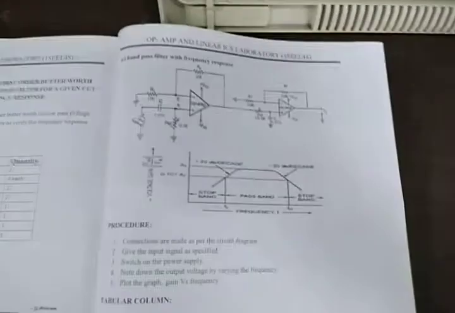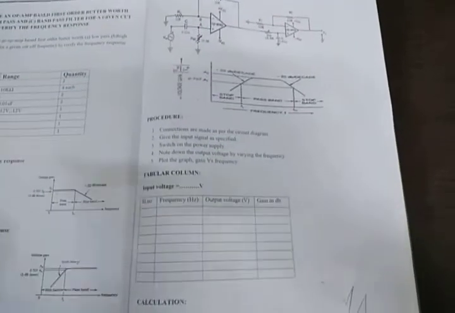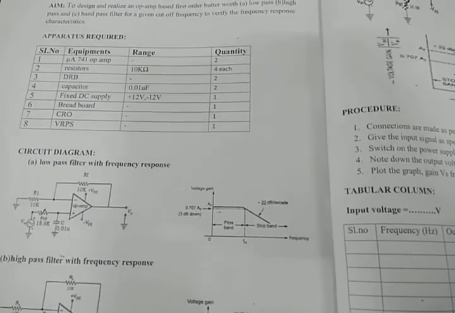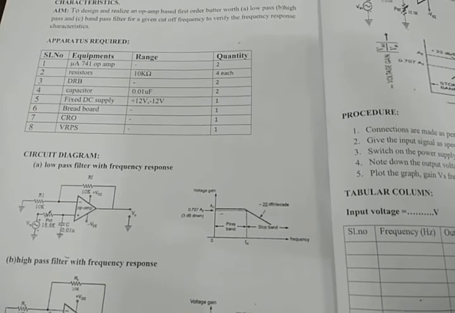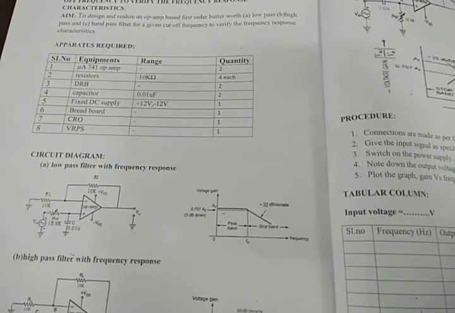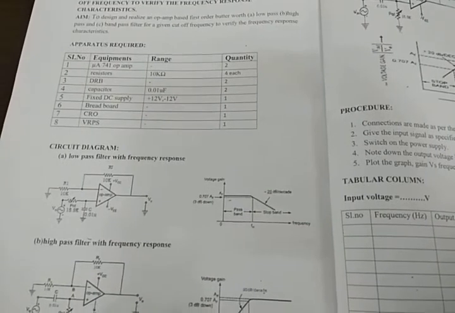So the procedure for the high pass filter and band pass filter remains the same as that of the low pass filter. Taking the readings, everything is the same, only the nature of the response is different. Readings, everything, almost the conduction part, remains the same.